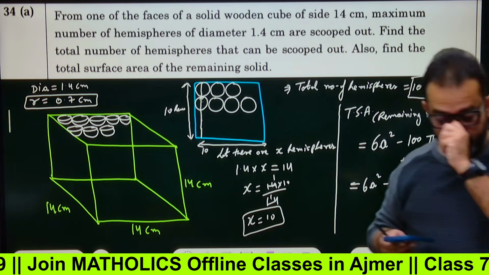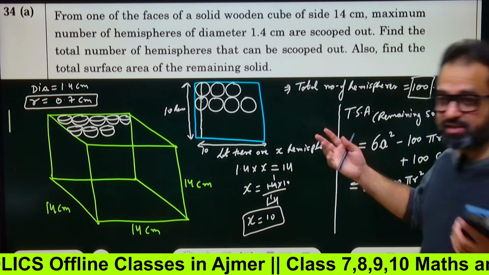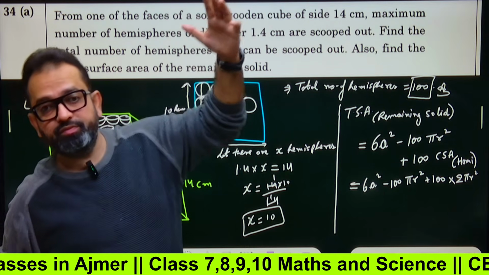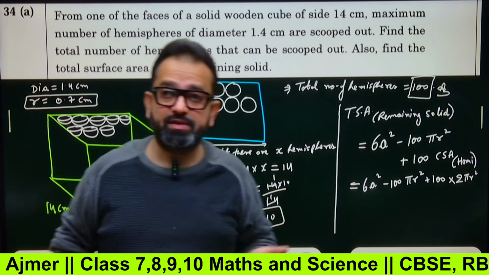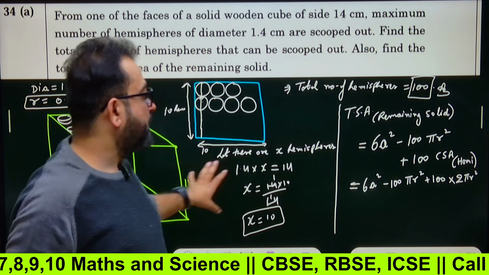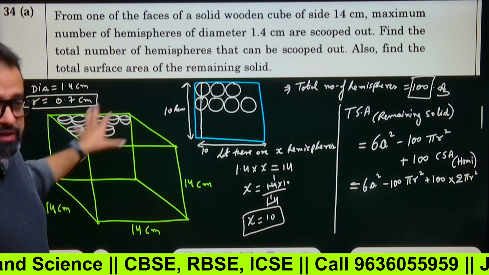Everyone got this point? Yes or no? Total surface area is the magical part of this question. What we actually have to visualize, the competency based questions which CBSE talks about in their circulars, is all about these kinds of questions. So 6 into side square, got the point? 6 into side square, the total surface area of the cube.